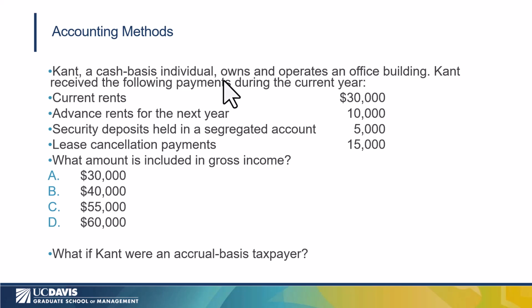Then it's a question of, can we apply that 451C? But recall that rental payments are not permitted to be used under 451C. So basically the answer would be the same. The 30, the 10, and the 15 are all income to an accrual basis taxpayer as well.